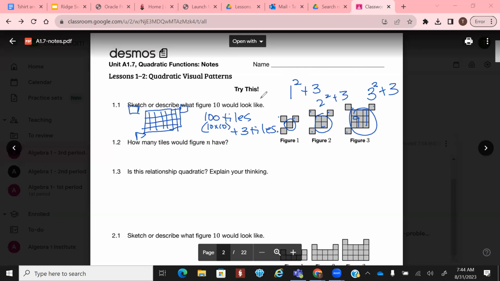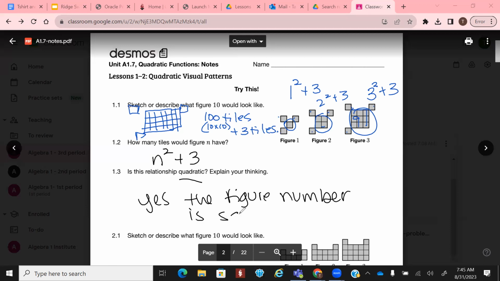Now this next question always pops up and it's kind of weird. So it says, how many tiles would figure n have? Remember, this is just writing out the formula. So we would have n squared plus 3. Because each time we would take the number, square it, and then add 3 to it. Now, is this relationship quadratic? Is the number squared each time? Yes. The figure number is squared.